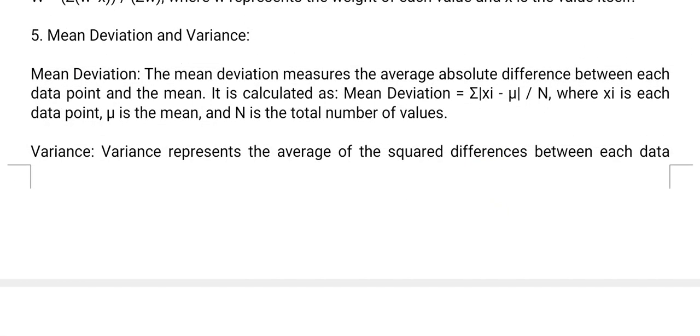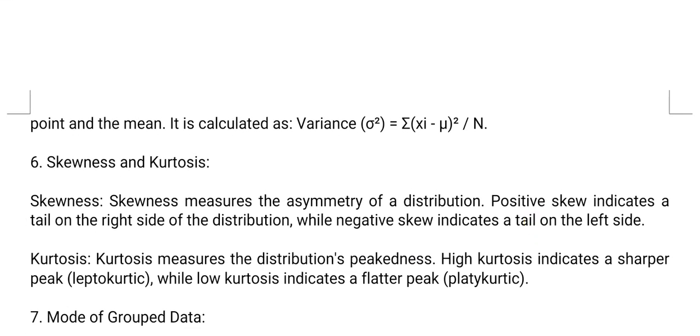Mean deviation. The mean deviation measures the average absolute difference between each data point and the mean. It is calculated as mean deviation equals summation of modulus of xi minus mu by n, where xi is each data point, mu is the mean, and n is the total number of values. Variance represents the average of the squared differences between each data point and the mean. It is calculated as variance is equal to sigma square is equal to summation of xi minus mu square by n.